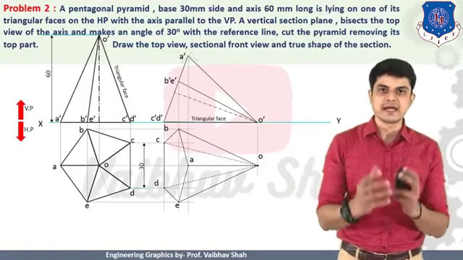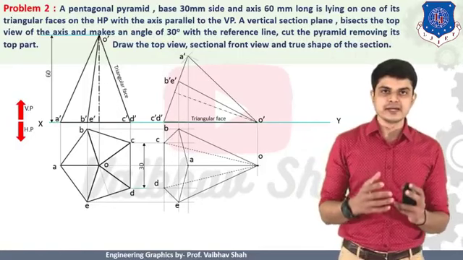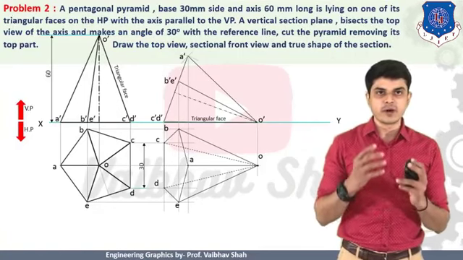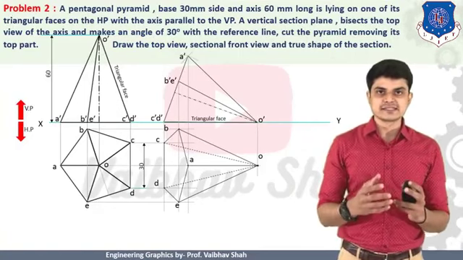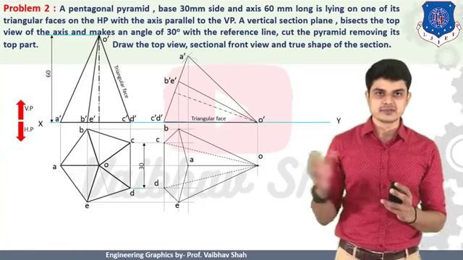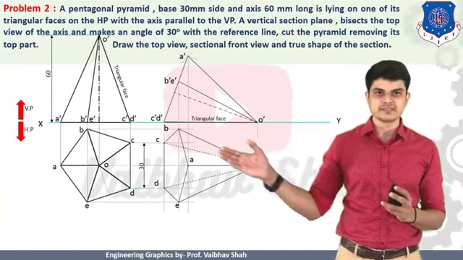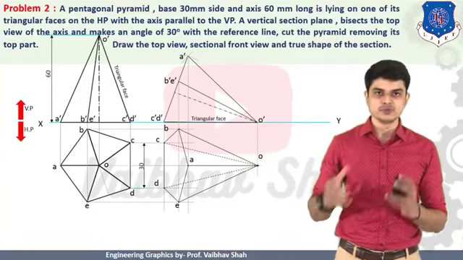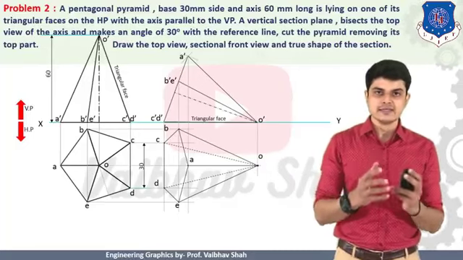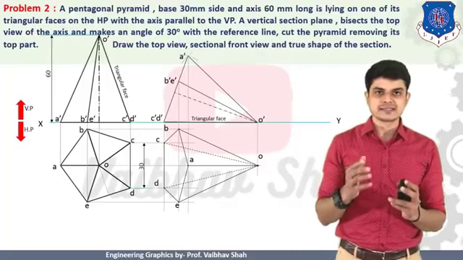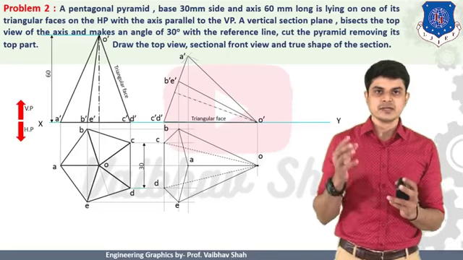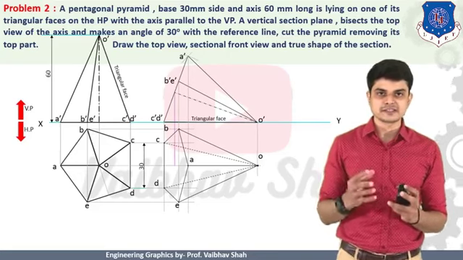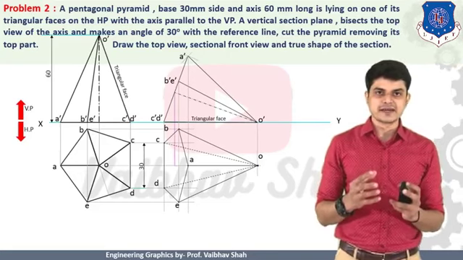So now we should apply the cutting plane. Here it is said that it is cut by a vertical section plane bisecting the top view of the axis. So this is your top view. The top view of the axis means this line OA. So you should bisect this OA line somewhere. So you should bisect the axis line. So you should first mark the point of axis. So first let us mark the point of axis.